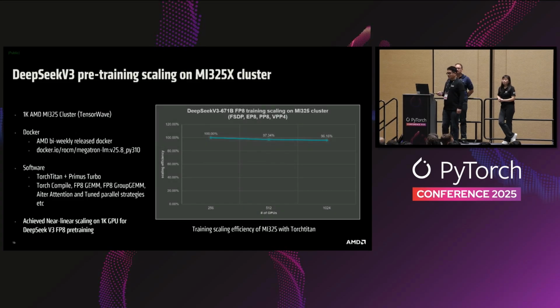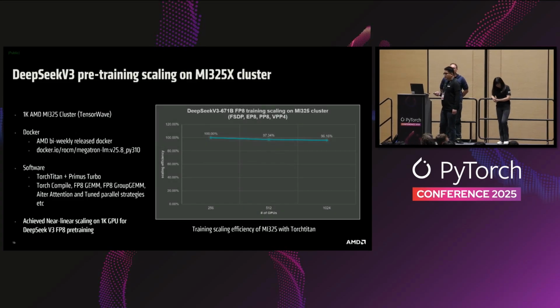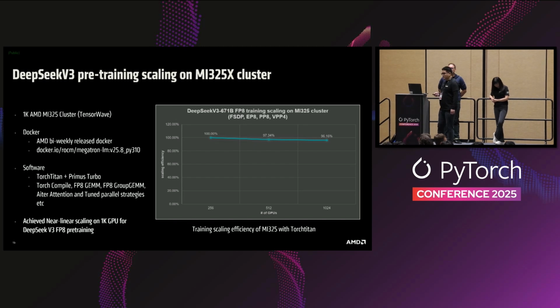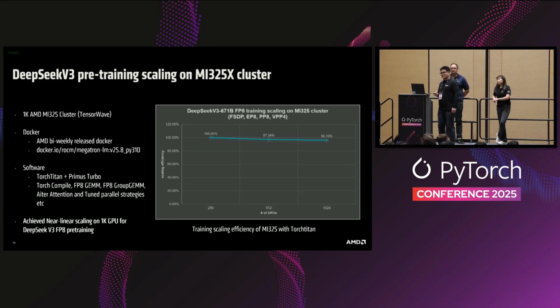If we look at the DeepSeek V3 pre-training scaling results, here we use the Docker, which is AMD's biweekly public release Docker. You can find this one on Docker Hub. For the software side, we use TorchTitan and enable Primus Turbo. We enable features including Torch compile, FP8 GEMM, FP8 group GEMM, AITER attention, and tune the parallel strategy based on our hardware features.